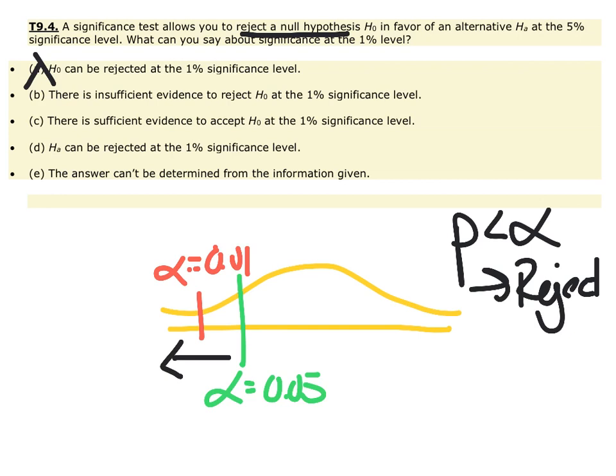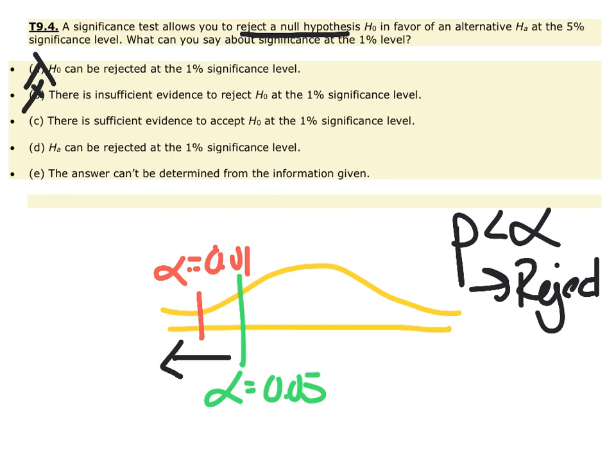Looking at B, there is insufficient evidence to reject H sub O at the 1% level. Well, I don't really know that either, because we were able to reject at the 5%, so our probability was therefore in this range. Again, if the probability fell in here, I could reject. If the probability wasn't here, I could not reject at the 1%. So for this one, there's really not enough information for me to clarify the response.